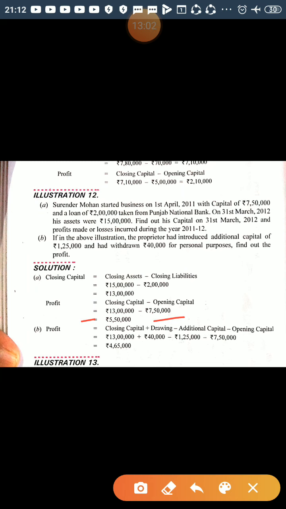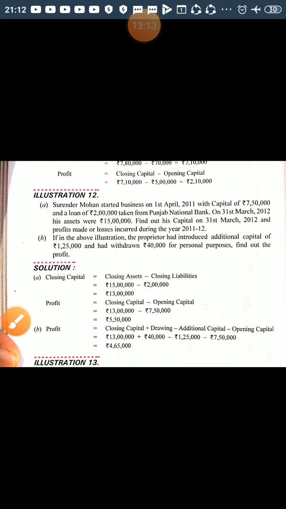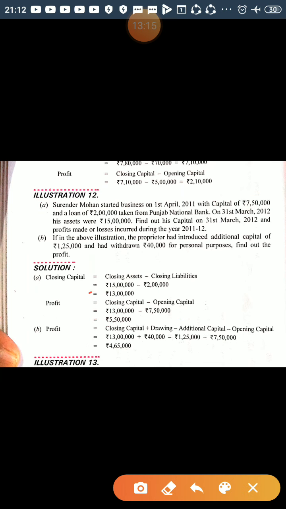Now B part, if in the above illustration the proprietor had introduced additional capital of 1,25,000 and withdrawn 40,000 for personal purpose, find out the profit. Okay, in that case, closing capital we have calculated 13 lakh. Drawings they have made, 40,000, will be added, and additional capital will be deducted, and opening capital was 7,50,000, will be deducted. So the profit is 4,65,000.